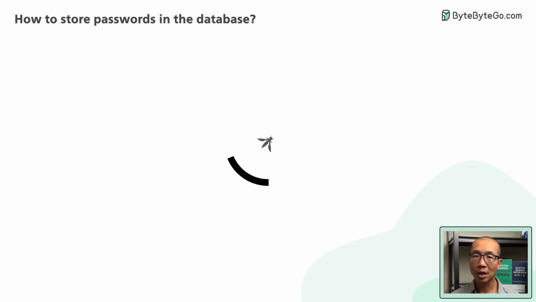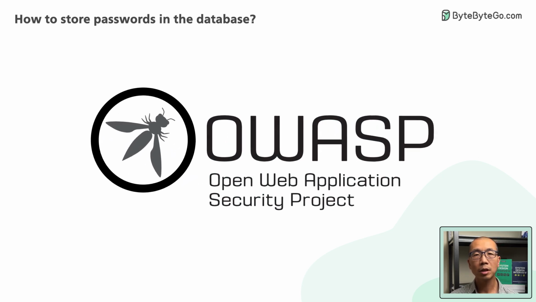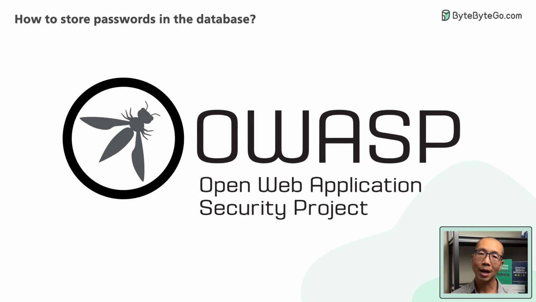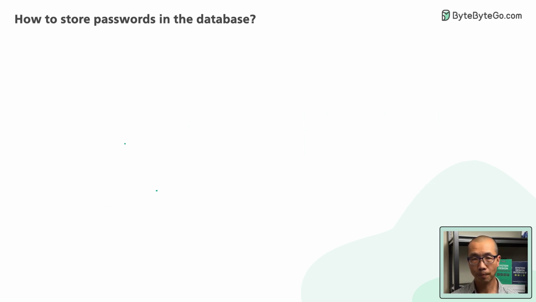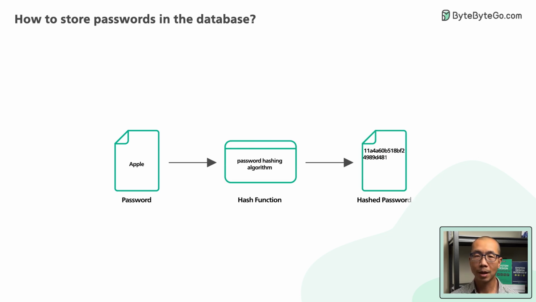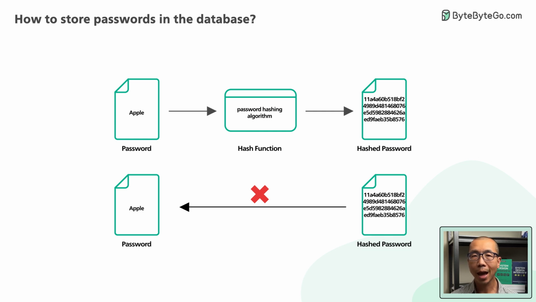So what should we do to safely store passwords in the database? The Open Web Application Security Project, also known as OWASP, provided some guidelines on how to store passwords. Here are the recommendations. First, use a modern hashing algorithm. Hashing is a one-way function. It is impossible to decrypt a hash to obtain the original value. If an attacker obtains the hashed password, they cannot just enter it into the application to gain access.